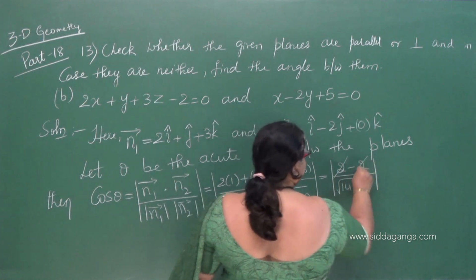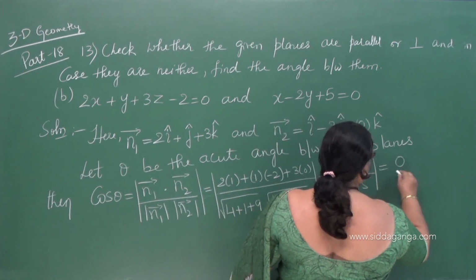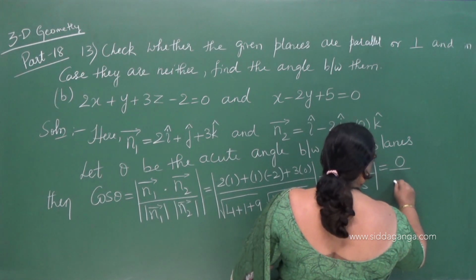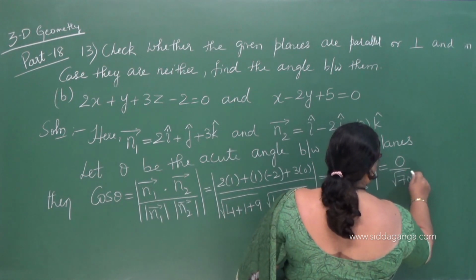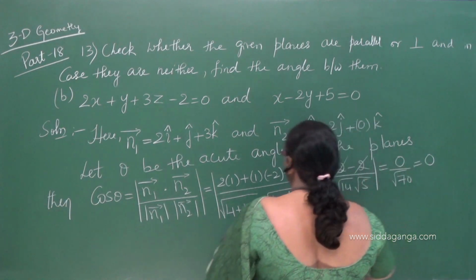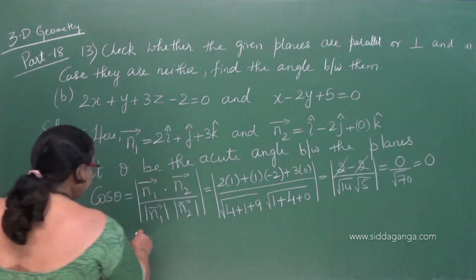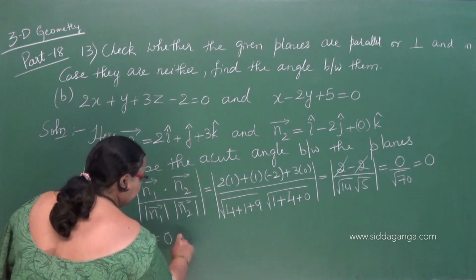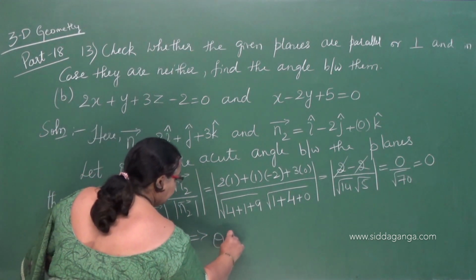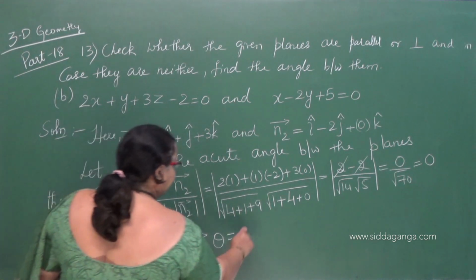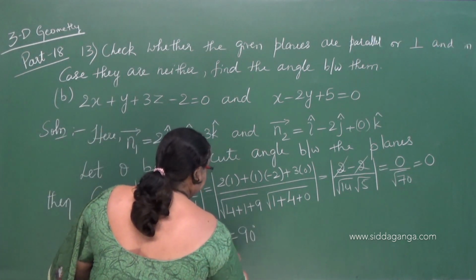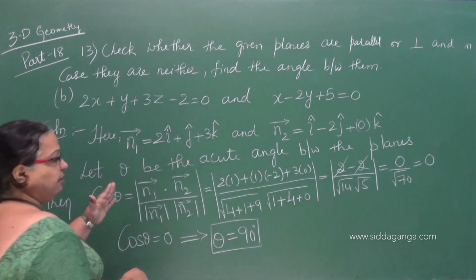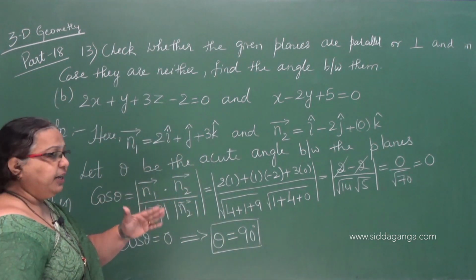So the numerator, when it cancels, becomes 0. 0 divided by any number is nothing but 0. So cos theta equal to 0. Cos theta equal to 0 implies theta equal to 90 degrees. That means the given planes are perpendicular.